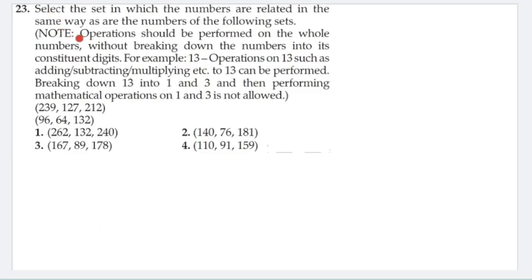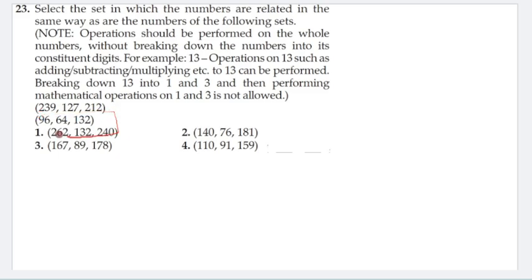Now moving to the 23rd question. Select the set in which the numbers are related in the same way as are the numbers of the following sets. The operation should be performed on the whole numbers like we have discussed in the previous questions. So the sets of numbers are 239, 127 and 212, 96, 64 and 132.